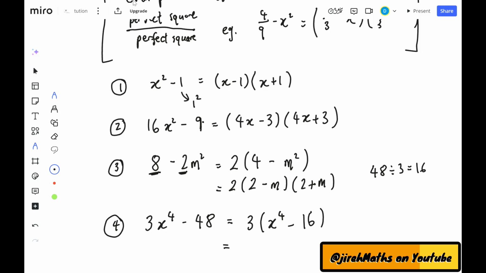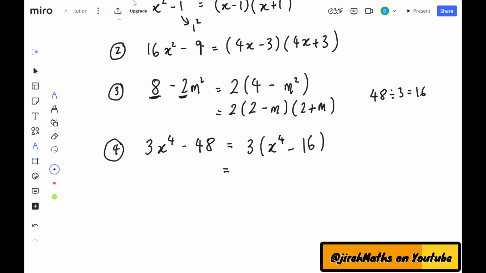16 is definitely a perfect square, but now we are unsure if x to the 4 is a perfect square. But recall we said that even powers are perfect squares, therefore we just need to halve the power. So 4 divided by 2, if we halve the power it becomes 2, so it's x squared minus 4, because 4 squared is 16, and then it becomes x squared plus 4.